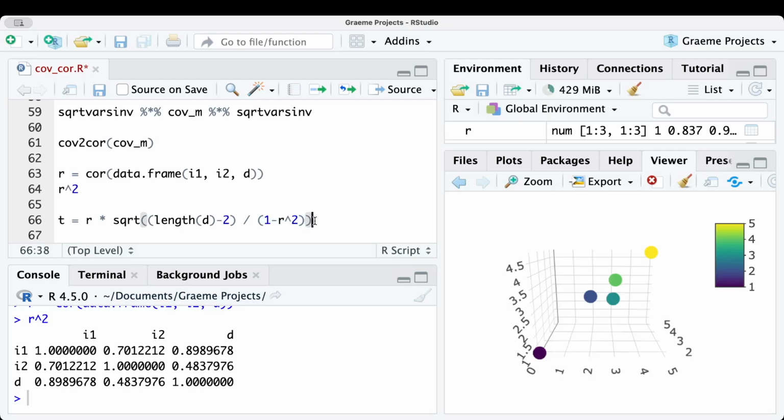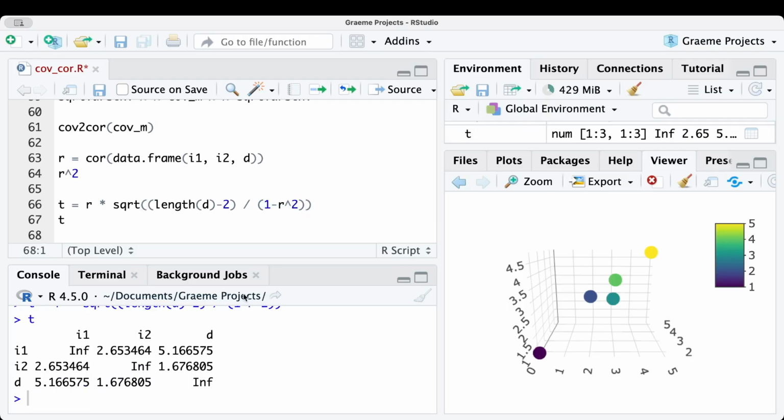If we hit enter on that and then look at t, this gives us t values for each of these comparisons. Of course, along the main diagonal, they're all infinity because this is going to be 1 minus 1, and we're dividing something by 1 minus 1, which is undefined, and R just defaults to infinity for that. But for all of the off diagonal values, we get actual t values. With those t values, we can compare to our t distribution, which R has a very handy function for as well.